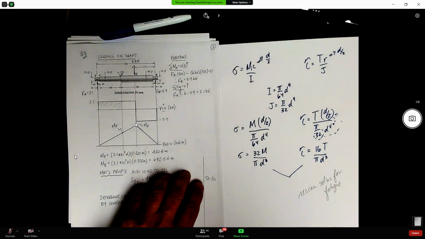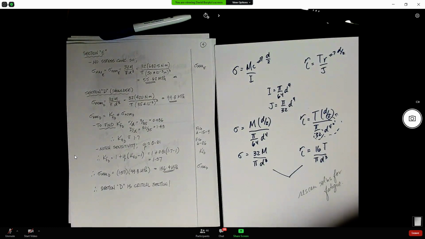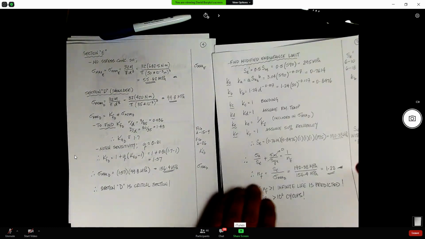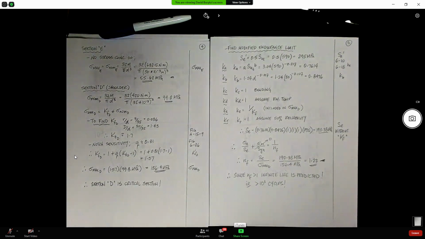Once I find that it's the critical point, I go ahead and start doing my Marin factors. So I find my theoretical endurance limit, taking my SUT and multiplying by 0.5. And then I start doing my KA, so it's a machine surface. My KB, use the smaller diameter. It's reverse bending, so this is one. It doesn't say anything about temperature, so this is one.